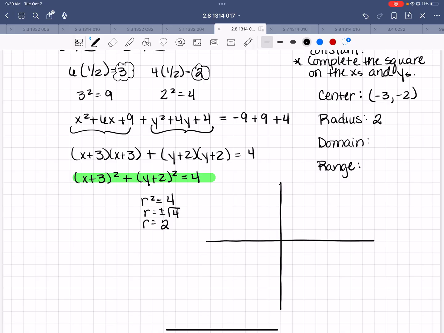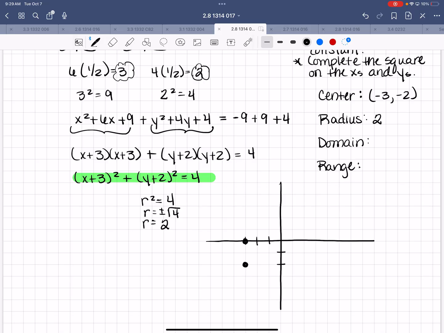Okay, so let's see. Radius isn't too bad. Radius is 2. I should be able to fit it in there. That's what I always worry about. I draw the coordinate plane, and it's like, oh, I didn't give myself enough room. Center is at -3, -2, 1, 2, 3, 1, 2. Then I'm going to go up 2.